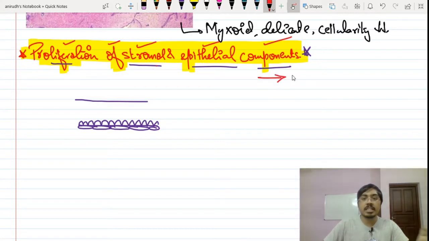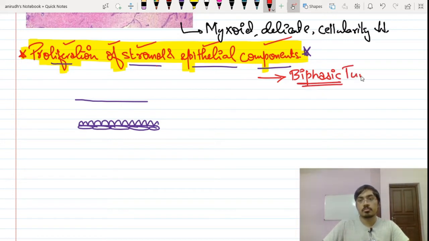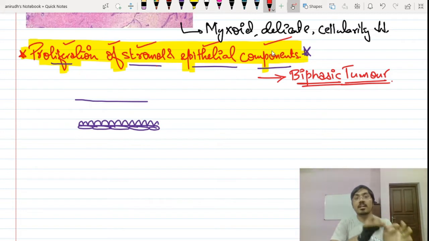So that is why we typically call the tumors which are the intralobular stromal tumors as the biphasic tumors. Okay, so just an extra point to remember here, biphasic tumor. So obviously fibroadenoma will be a biphasic tumor because there is proliferation of stromal and epithelial component. But what type of tumor is it? It is an intralobular stromal tumor. Please be very sure with that.